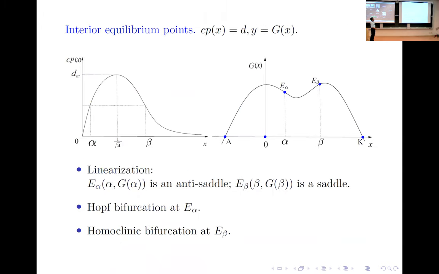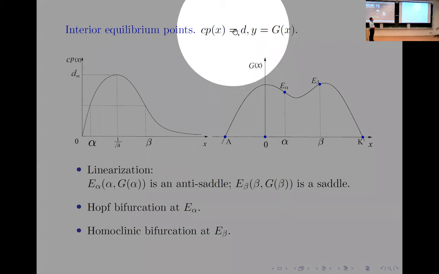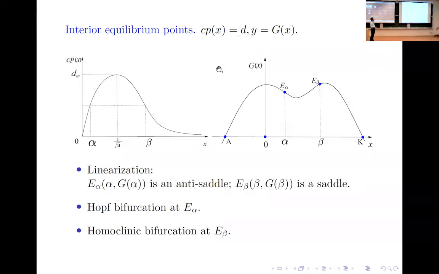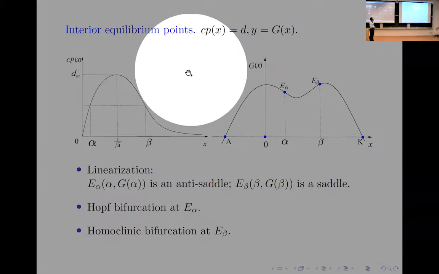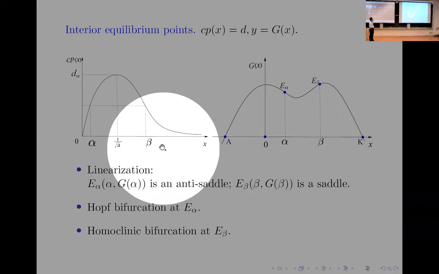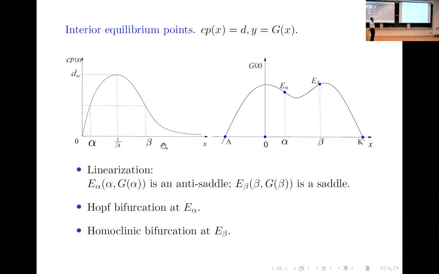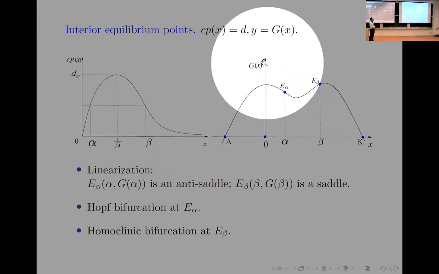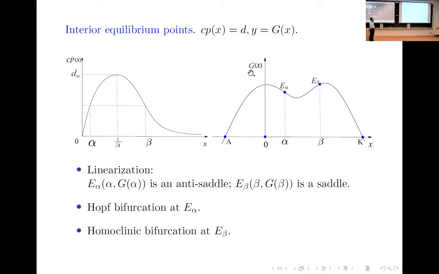And for the interior equilibrium points, we will solve the system, these two equations for x and y. From the first equation, we find that there are two roots for x. Let's denote them by alpha and beta. Therefore, there will be two possible interior equilibrium points, E alpha and E beta. So g of x is the x-nullcline of the system.